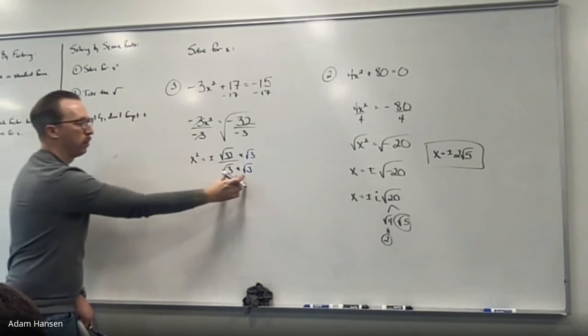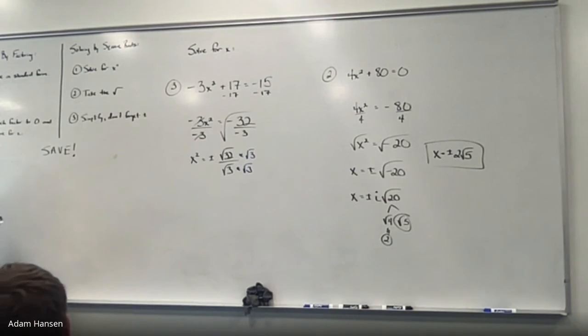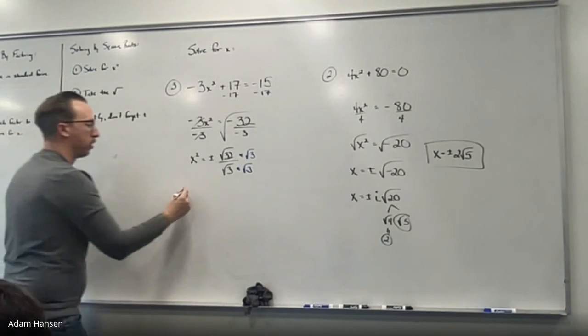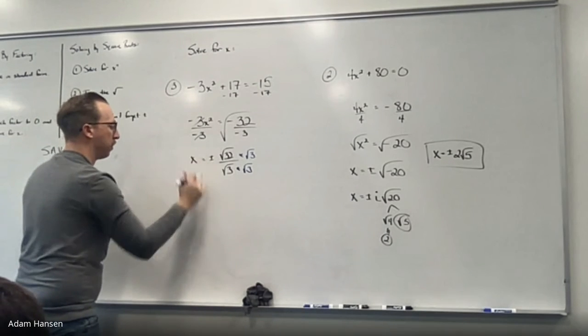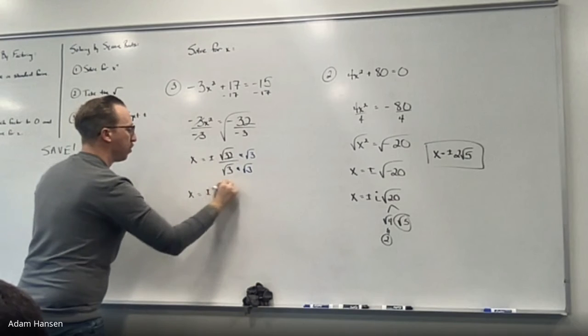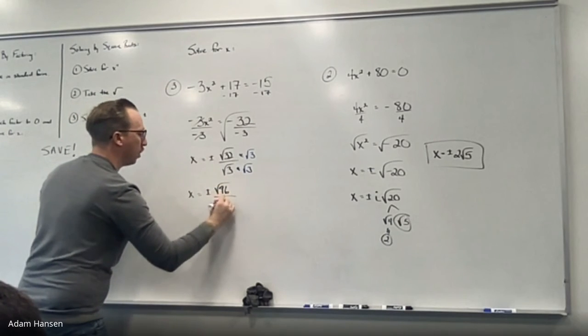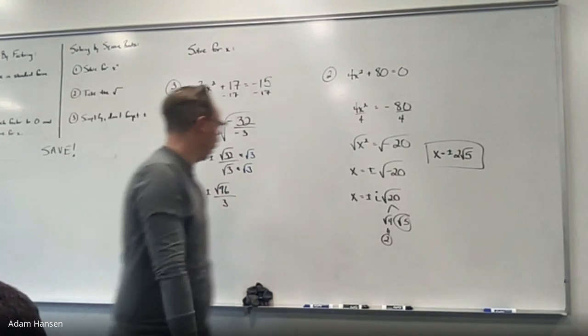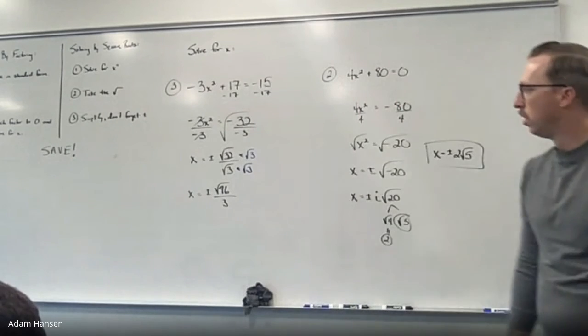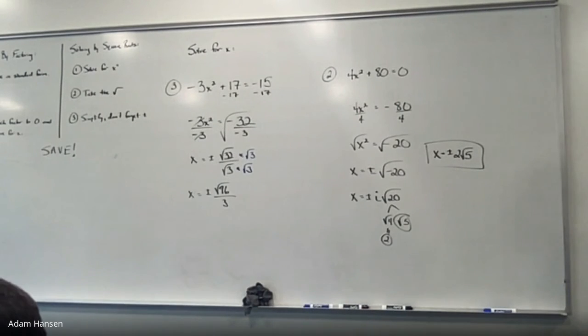What's the square root of 3 times the square root of 3? 3. 32 times 3 is 96. So x equals plus or minus the square root of 96 divided by 3. First goal achieved. I've got the square root canceled out in the denominator. But 96, I think, can still be simplified.